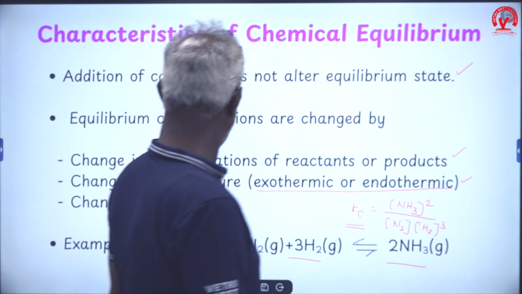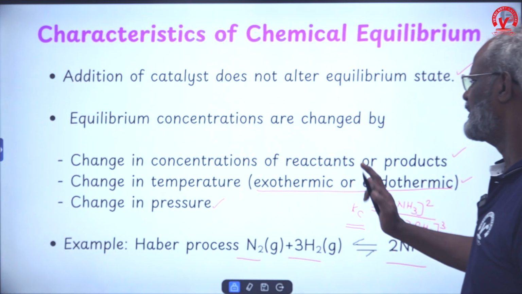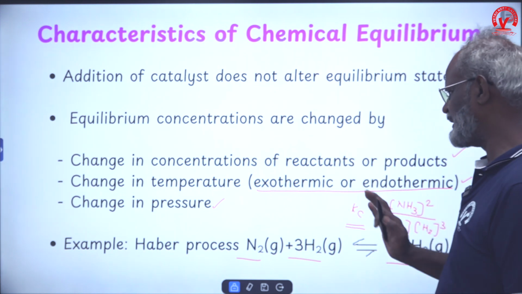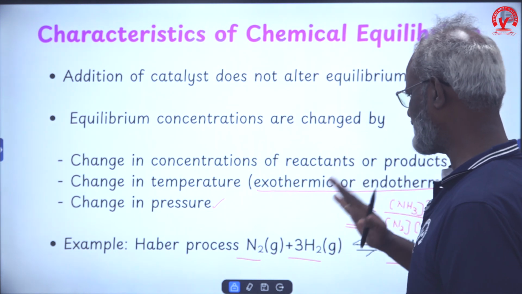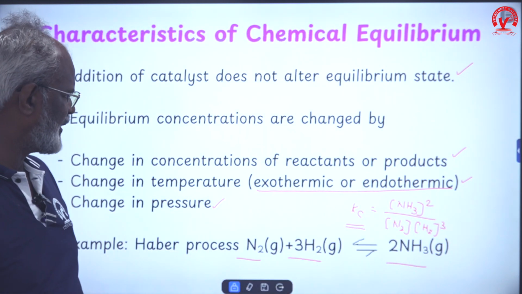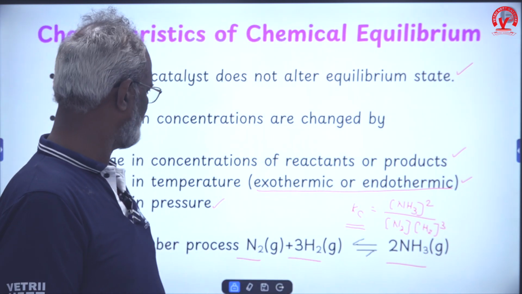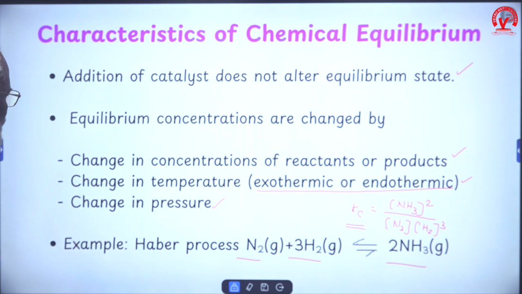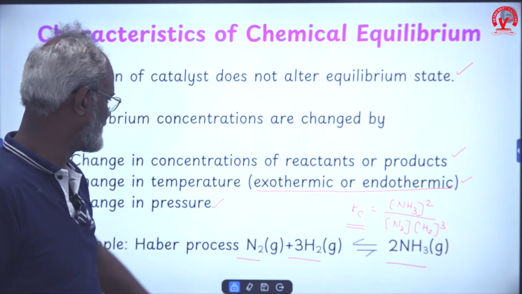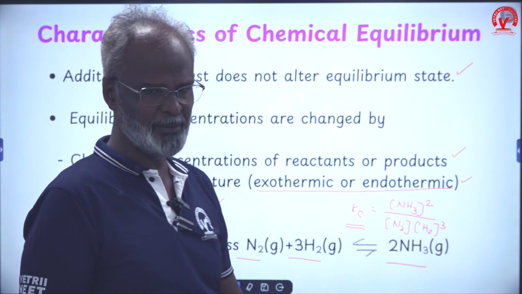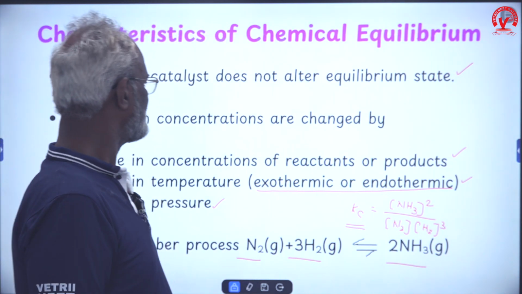We are going to study the change in pressure and temperature using Le Chatelier's principle later. There we will explain how it influences the forward and backward reactions. Those details we will discuss with Le Chatelier's principle. For now, you can change the equilibrium concentrations by changing these parameters, and the equilibrium constant itself can be changed by changing the temperature.